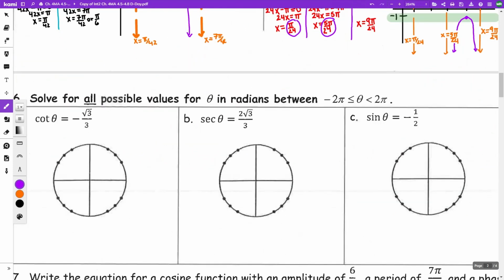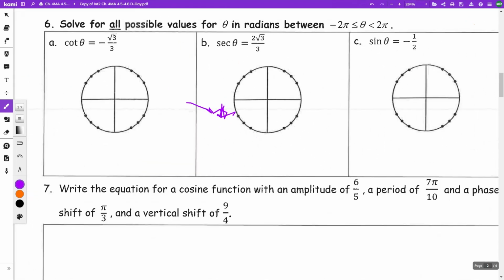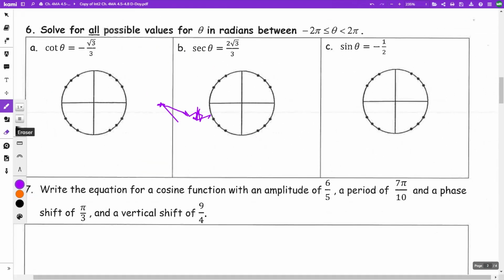Okay, on this next section, I'm thinking about angles, so I'm kind of thinking the same way as inverses, but I'm not focused on just one positive and one negative quadrant. We're going to be going from -2 pi to 2 pi, okay?